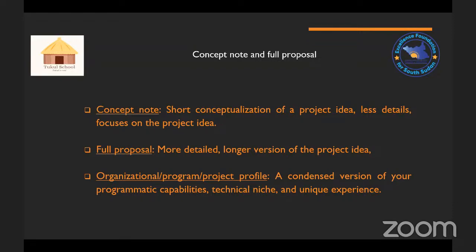So you can say, even in terms of time, it's the concept note that comes first. If someone likes your concept note, they will tell you, now go write a full proposal, and you go sit down and write that full proposal. So let us not confuse these two.